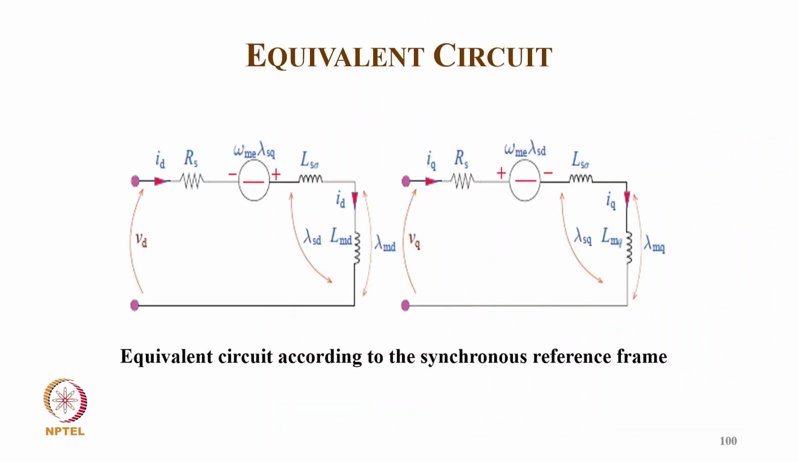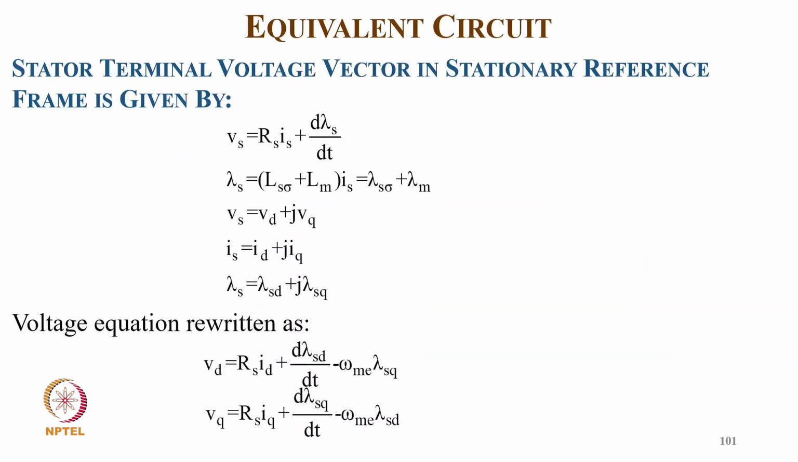And this is the equivalent circuit according to the synchronous reference frame. In the synchronous reference frame, you typically see the back EMF, resistance, back EMF, inductance, and magnetizing inductance. Coming to the stator terminal voltage vector in the stationary reference frame, it is given as Vs equal to Rs Is plus d lambda s upon dt.